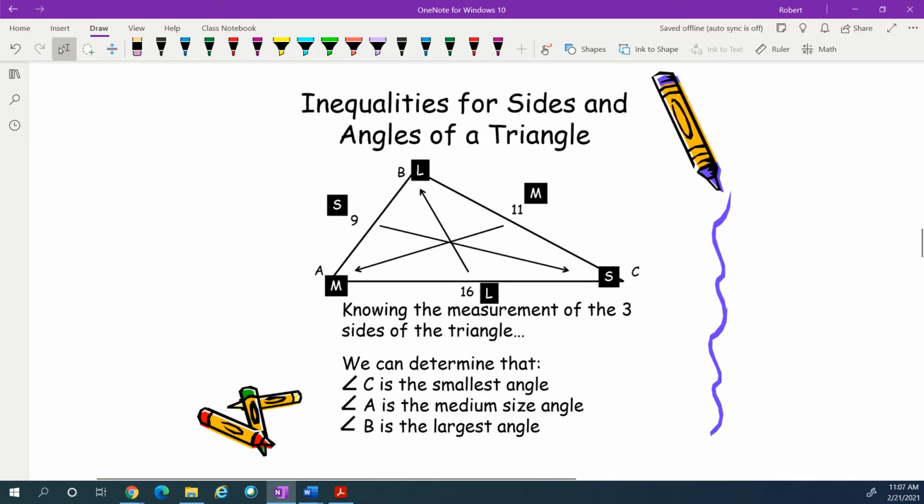Okay. We can reverse that process. If we know the sides, we can predict the angles. And again, we're using the same approach here. Our measurements are 9, 11, and 16. So 16 is the longest side. Opposite that is the largest angle. So the biggest angle is opposite the biggest side. Angle B is the largest. We can say 9 is the smallest side, and opposite that is the smallest angle, angle C. So you can see how I'm just labeling things small, medium, and large.